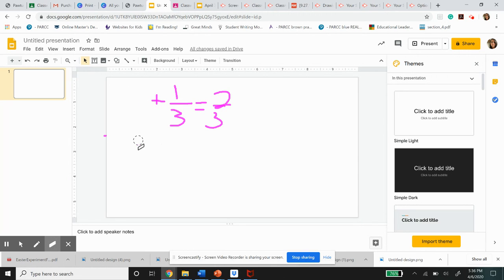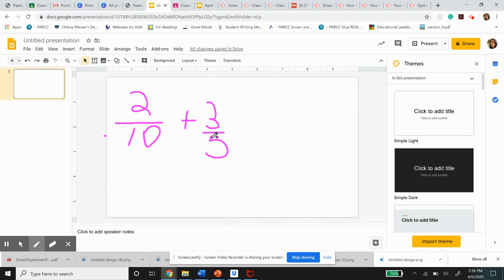Okay, well, we always want them to be the same. So we have to kind of think about how we made equivalent fractions. Okay, and you're going to run into this, right? So let's look. All right, so let's say we have 2/10 and we want to add 3/5. Okay, well, we notice that we have a problem because these do not have the same denominators.